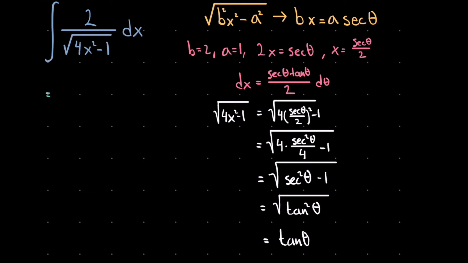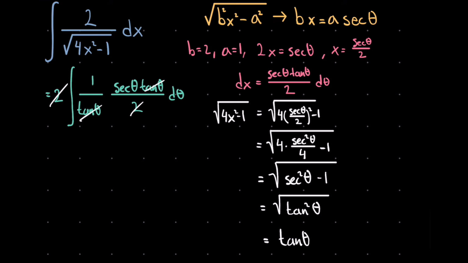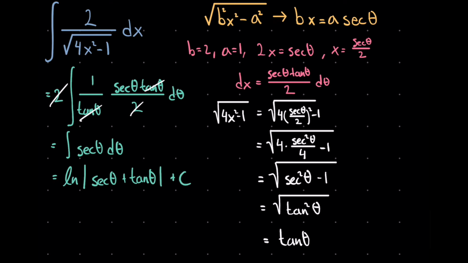So this integral, first let's take the 2 out of the integral and bring it to the front. It's 2 times the integral of 1 over tangent theta, and dx, that's equal to secant theta times tangent theta all over 2, and then d theta. And watch this, the 2s will cancel out, the tangents cancel out, leaving us with the integral of secant theta d theta. And this is another commonly known integral. This integral is equal to ln, the natural logarithm of the absolute value of secant theta plus tangent theta, and of course, plus c, because this is an indefinite integral.